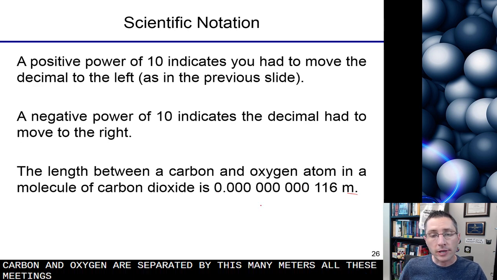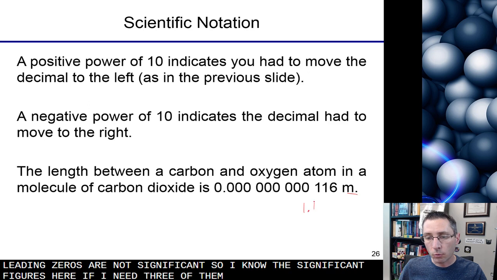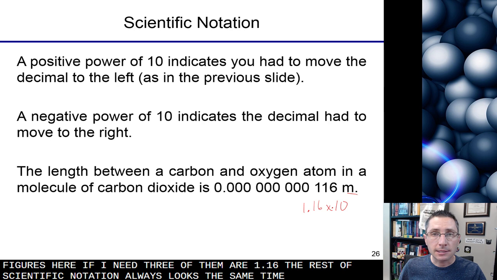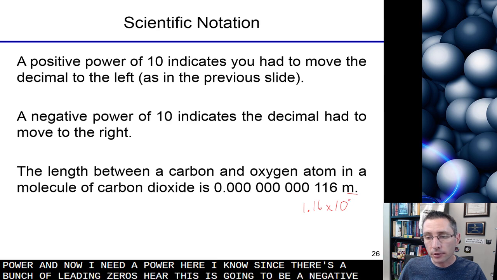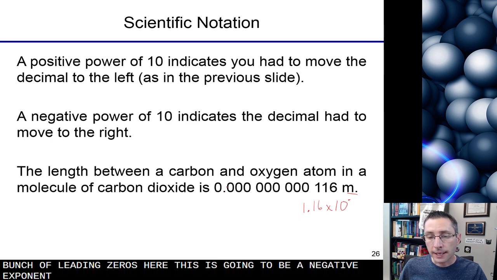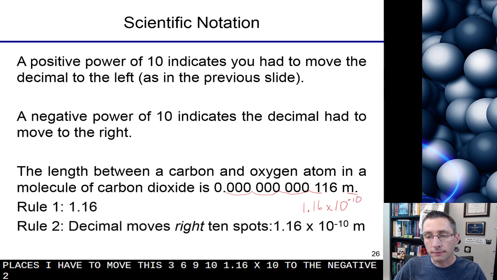All these leading zeros are not significant, so I know the significant figures here, if I need 3 of them, are 1.16. The rest of scientific notation always looks the same, times 10 to the some power, and now I need a power here. I know since there's a bunch of leading zeros here, this is going to be a negative exponent, right? I can count the decimal places to see how many places I have to move this. 3, 6, 9, 10. 1.16 times 10 to the negative 10, including the unit of meters.